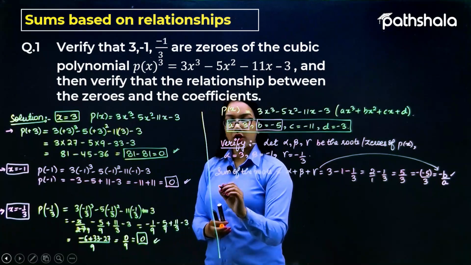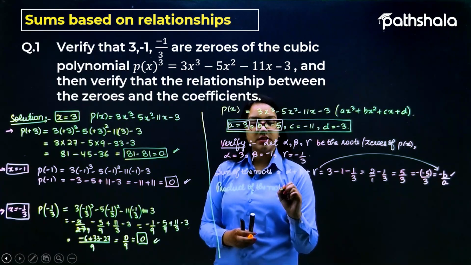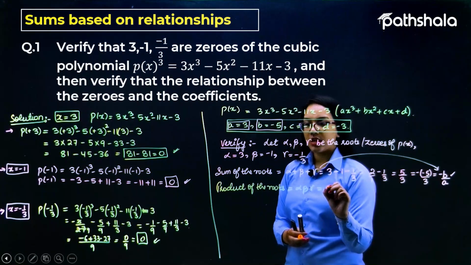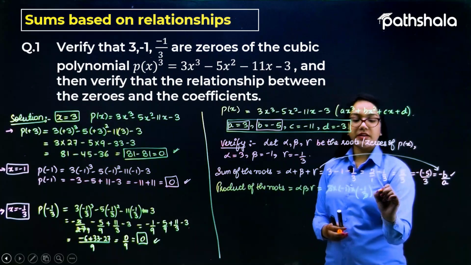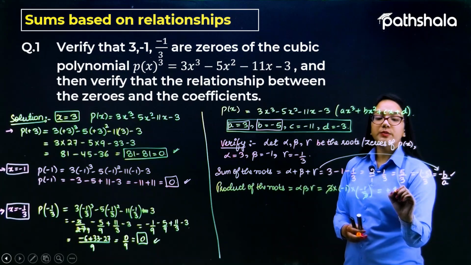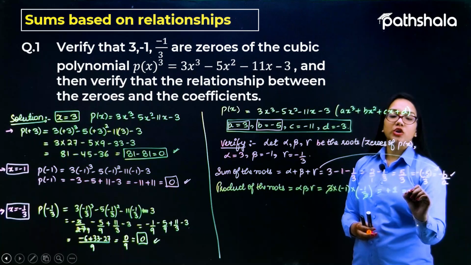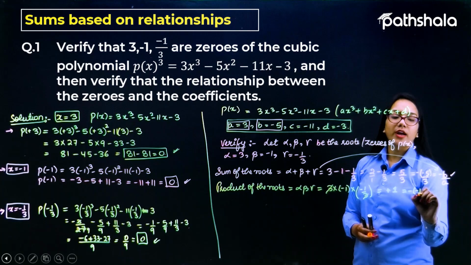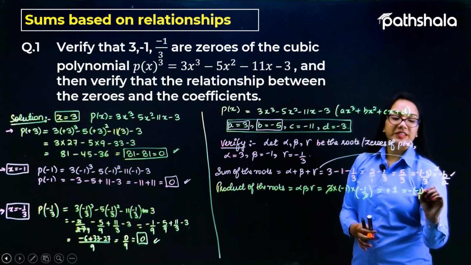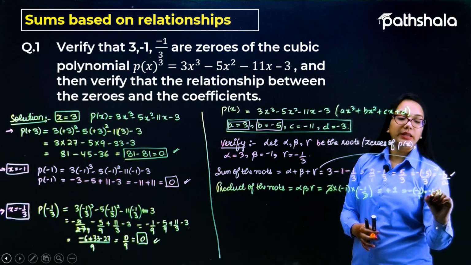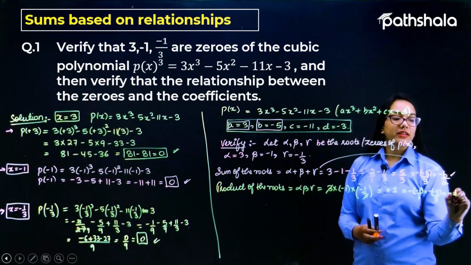Further, let's move on toward the product, the product taken 3 at a time. Product of the roots is equal to alpha beta gamma. So this is 3 into minus 1 into minus 1 by 3. 3 and 3 get cancelled with each other. Minus into minus is plus, so it is plus 1. Further, plus 1 can be expressed in the form of minus 3 by minus 3, which can be expressed as minus d by a, because d is minus 3.